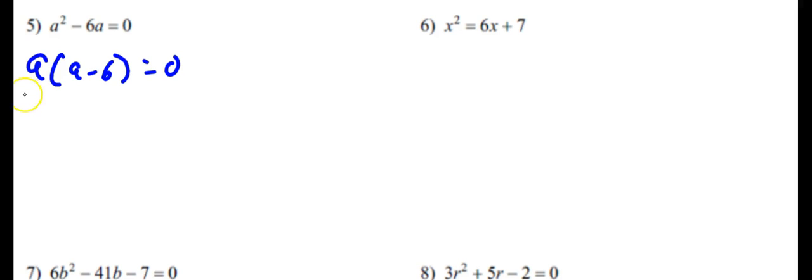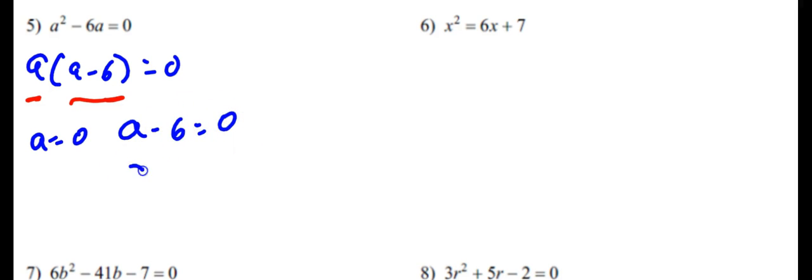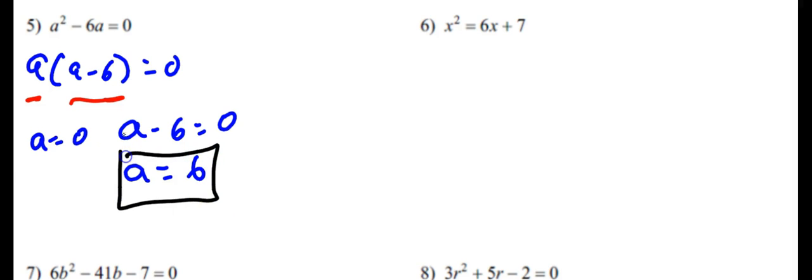And then we're just going to take each of these and set them equal to 0. First one's pretty easy. A equals 0. And then a minus 6 equals 0. If we move that 6 over, we have a equals 6. And that's our two answers. There's one and the other. That's it for this one. Pause if you need more time. Otherwise, we're moving on to number 7.